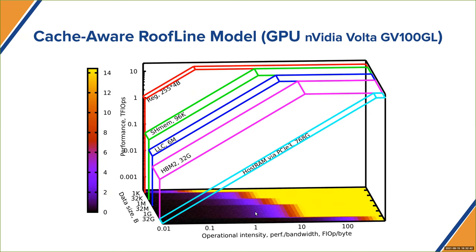Here is a roofline for a GPU, and usually the problems that are computed on GPUs are limited by this pink roofline. And if the data of the simulation does not fit 32 gigabytes, it will be hosted in the CPU memory.